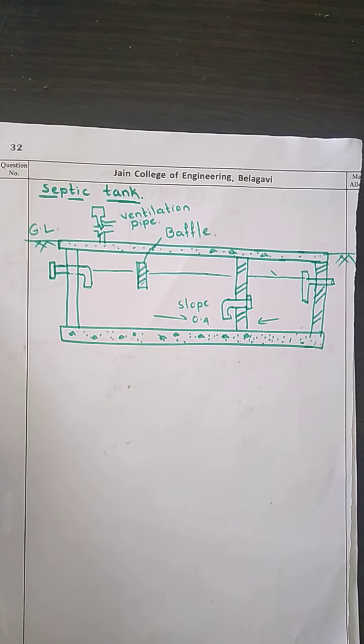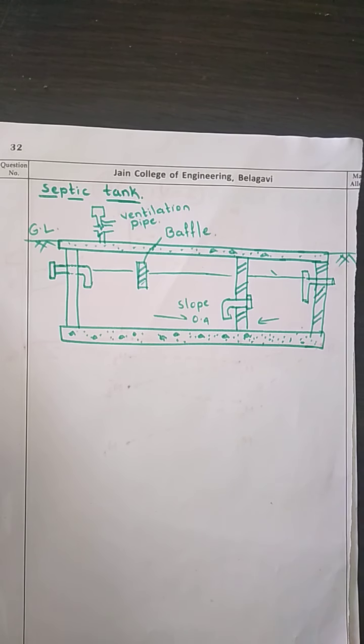Okay, now regarding the partition wall, it should be kept at a distance of around 2 to 3 times the length of the inlet. The inlets are located at the two opposite ends.